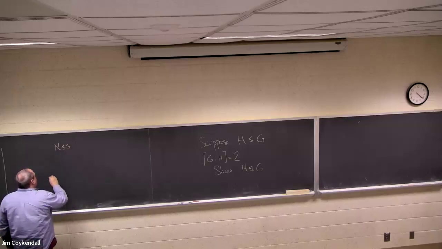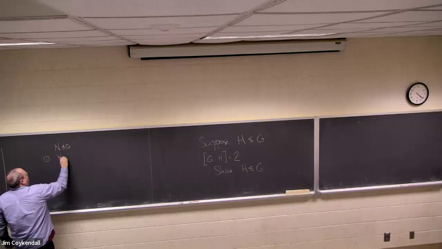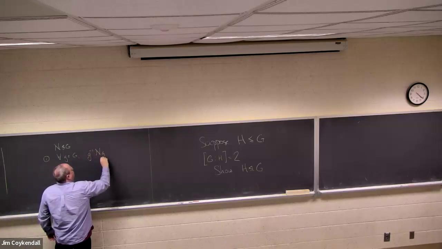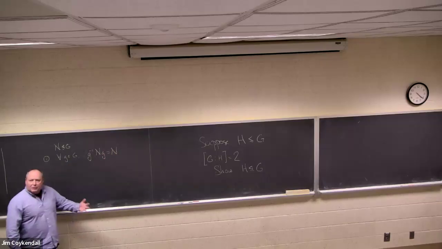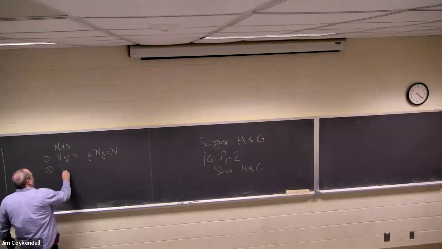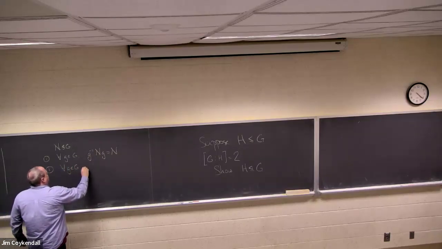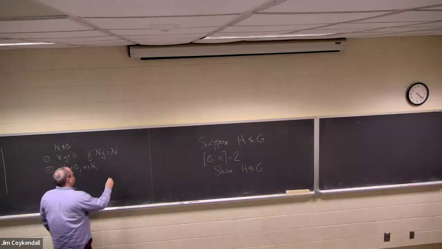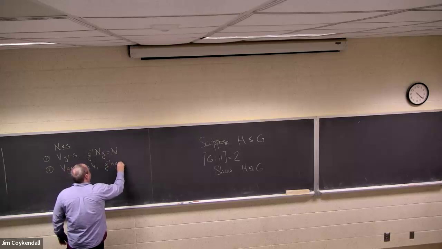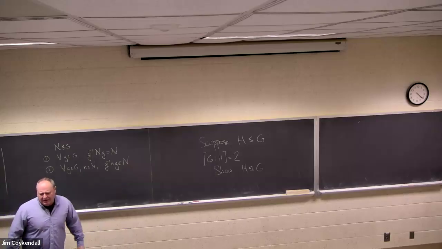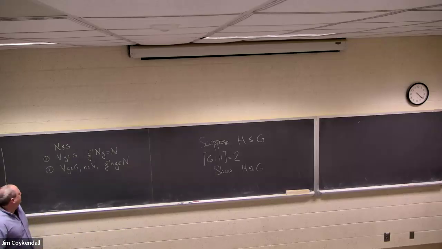Now the real definition is this. One, for all g in G, g N g inverse equals N. That was the definition that I first gave you. And then I also said in that definition that this is equivalent to: for all g in G, n in N, g n g inverse is in N. This one's kind of a workaday thing. But there's actually another condition.